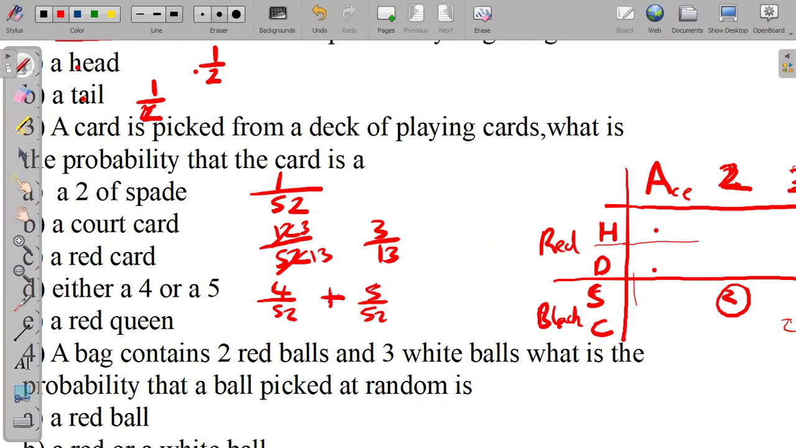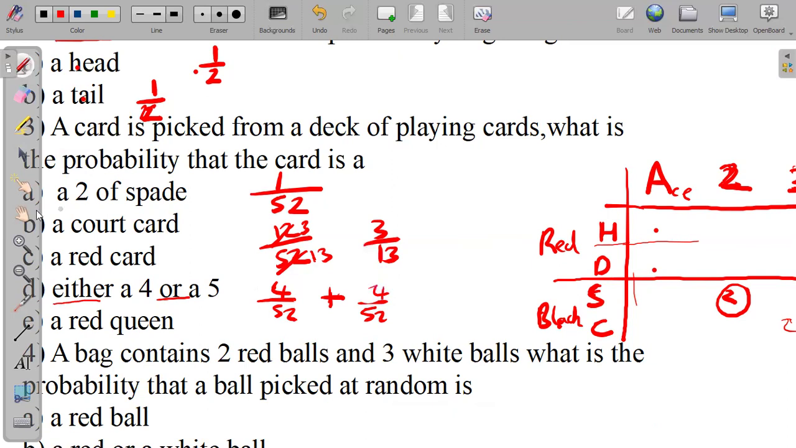I want to use this question to emphasize the fact that whenever we say either or, we use the addition rule, where we are adding the two outcomes that we have: 4 over 52 plus 5 over 52. So plus 4, sorry. So this is going to be 4 over 52 plus 4 over 52. Pardon that. It's 4.